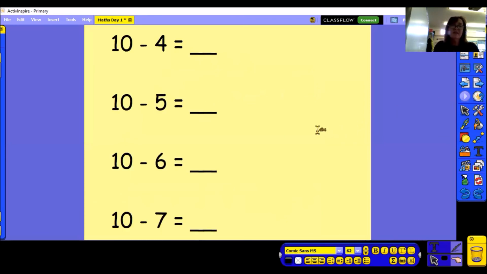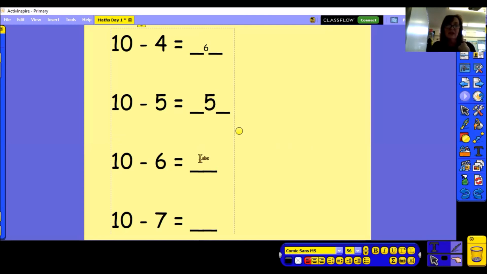Let's have a look at these. So I think I can see a little bit of a pattern going on here. Remember, we talk about systematic working sometimes. We've got 10 take away 4, 10 take away 5, 10 take away 6, 10 take away 7. Okay, so let's work out this one first. 10 take away 4 is going to be 6. So 10 take away 5, we know, is going to be 5. What's going to go here, do you think?